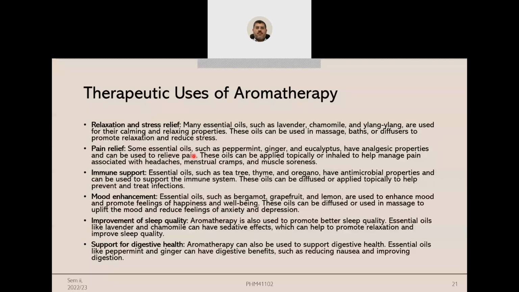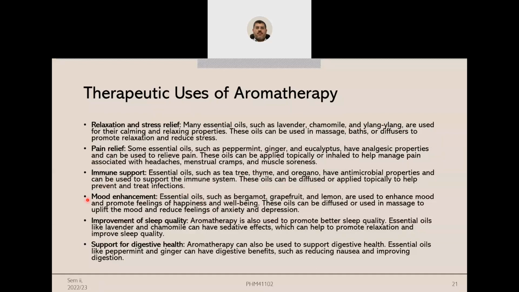There are also oils that have immune support, meaning they support the immunity against infections, like tea tree oil, thyme oil, and oregano oil. They have antimicrobial properties and can be used to support the immune system. They can be diffused or applied topically to help prevent and treat infections. So somebody who has, for example, a bacterial infection on the skin, or a fungal infection on the skin, then we can apply the oil directly, diluted usually, okay? Usually diluted with carrier oil.